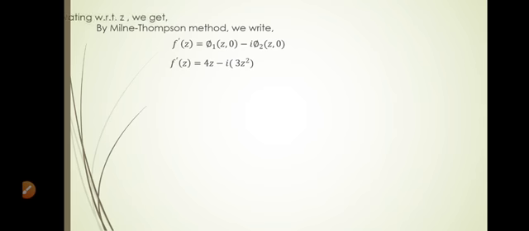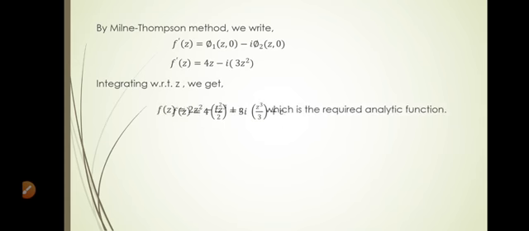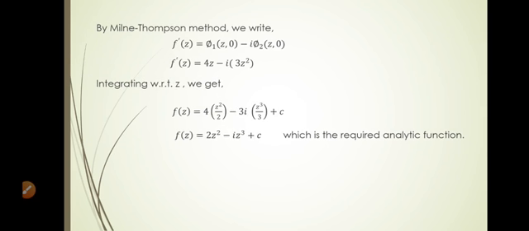Integrating both the sides with respect to z, we get f of z is equal to 2z square minus i z cube plus c. So this is the corresponding analytic function of the given u function. But this is not the final answer. We have to find the harmonic conjugate, that is, function v of the given function u.